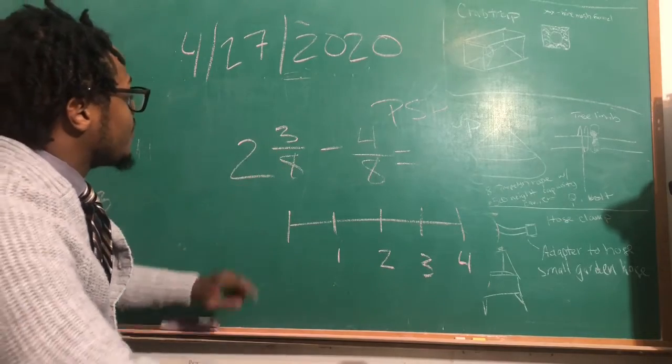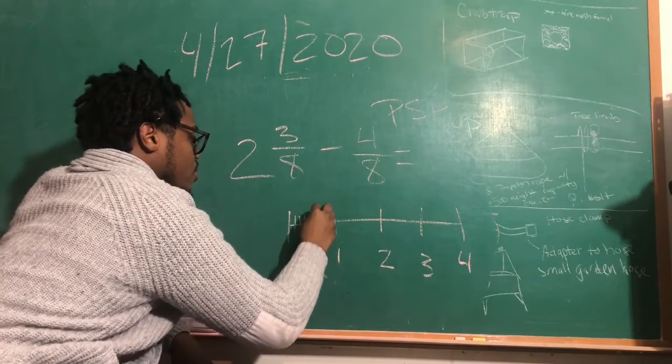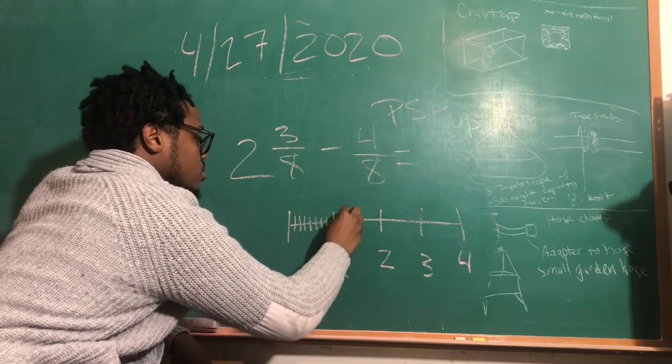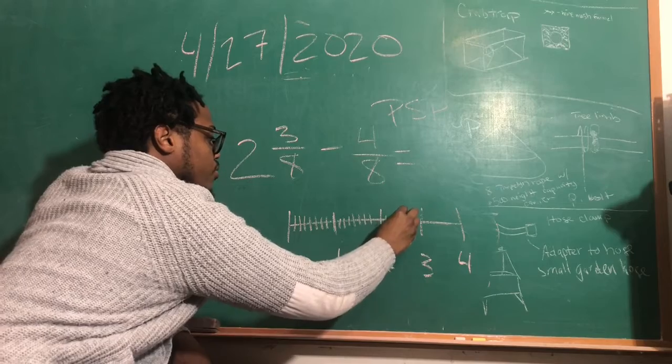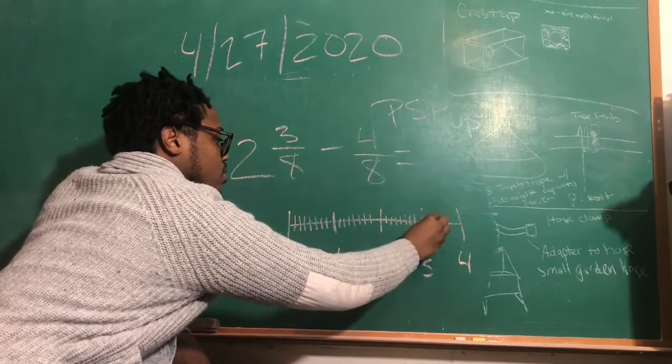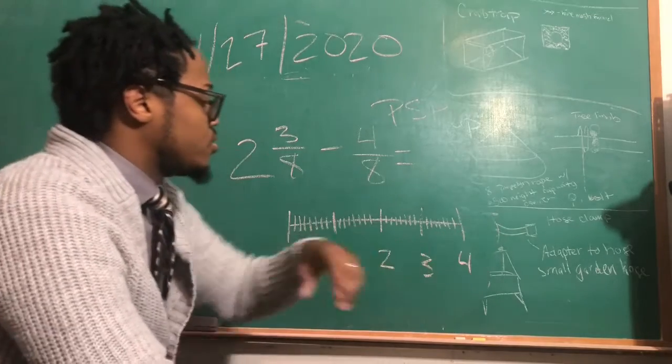Okay, so we have 8, so we're going to make 7 dashes between each whole. 1, 2, 3, 4, 5, 6, 7. Okay, we've divided them all into 8s.